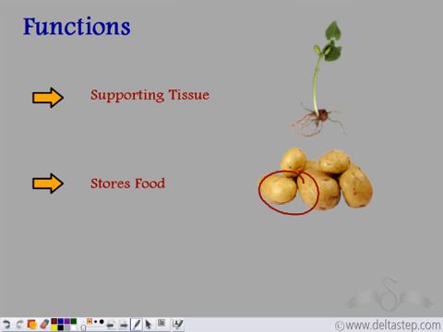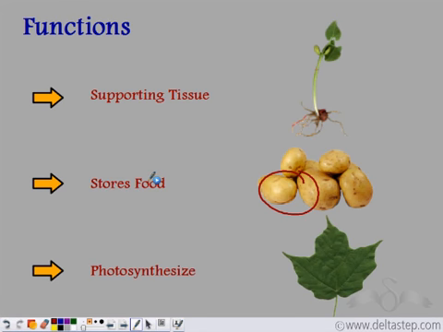This parenchyma tissue is present in the green leaves. So the cells contain a lot of chloroplast, and hence they help the leaf or the plant in manufacturing food by the process of photosynthesis. So parenchyma cells not only provide support to the plant, but they can also store food and can help the plant in manufacturing food by the process of photosynthesis.